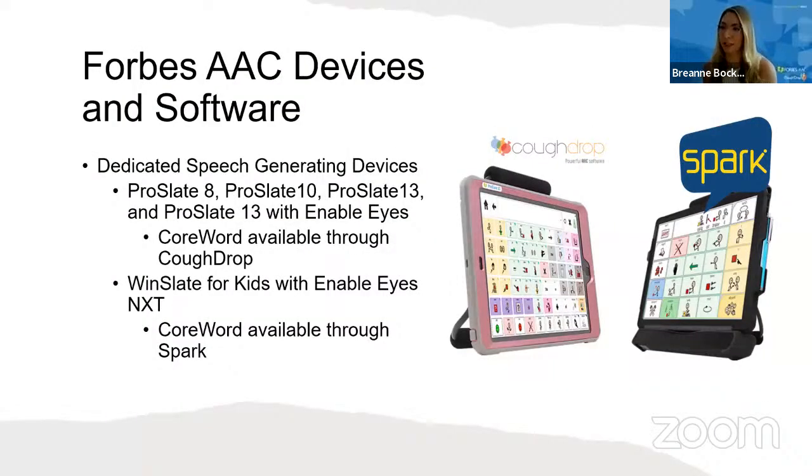And before we get a little deeper into this, I want to mention that CoreWord is available on Forbes AAC devices and software. So Forbes has dedicated speech generating devices. We have iOS-based devices, and we also have Windows-based devices. On the ProSlate 8, 10, and 13, and the ProSlate 13 with Enableize, those numbers after it just mean the size. So the 8 is our little mini guy, and then all the way up to the 13-inch screen, which can be used for communicators who need the larger screen for visual differences or access needs.